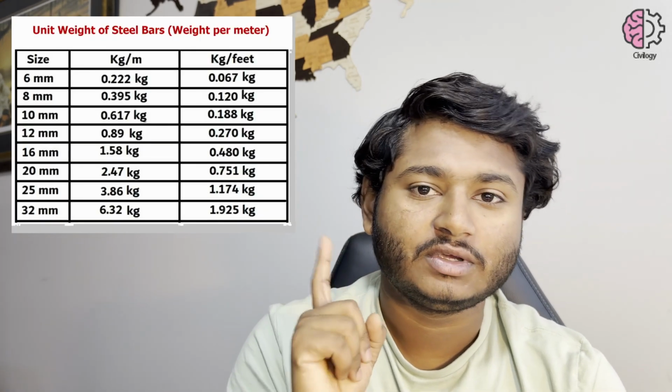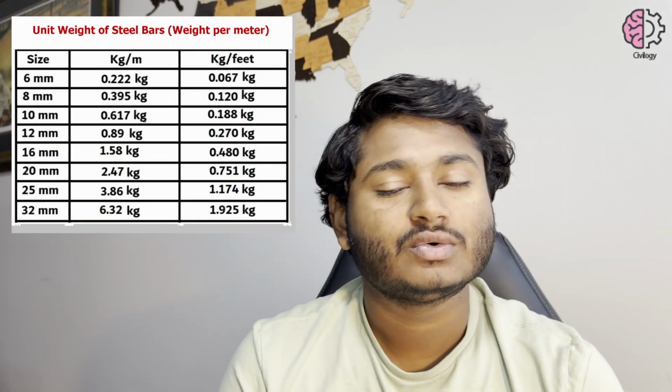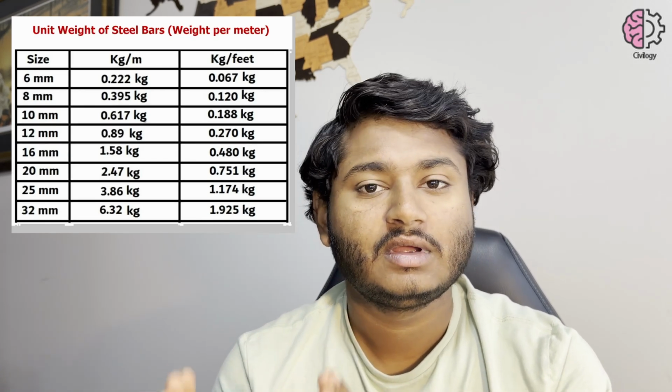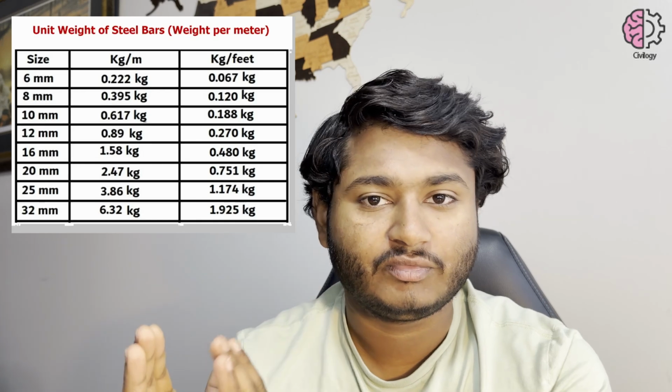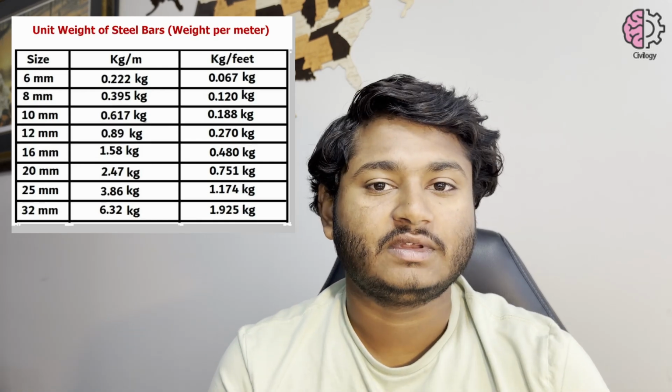I'll show you a table which shows what weight it needs to be per meter, according to the type of steel and what grade it is. Based on that, you can evaluate the steel and make sure the right steel is delivered to your site or to your home. So this is very important. For example, 12 mm rod should weigh 0.888 kg per meter.